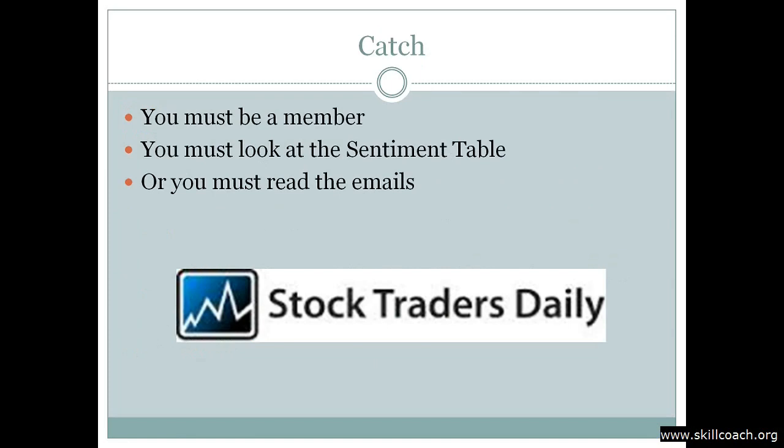There's also a catch here. And the catch is you must be a member of Stock Traders Daily. That's because you have to monitor the sentiment table in order to identify overbought or oversold conditions. You don't necessarily need to do that. I also send emails out to our members, so you can just monitor the emails too and look for the sentiment table emails. That's fine as well. But the catch is you have to be a member of Stock Traders Daily. Otherwise, you're not going to get the alerts.